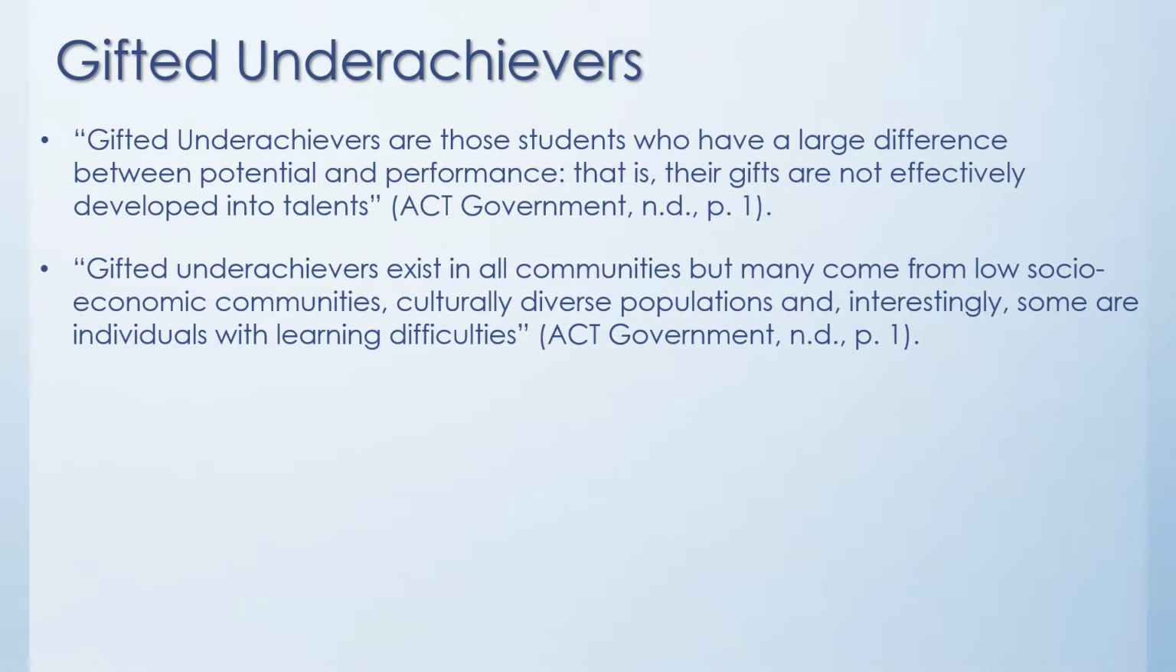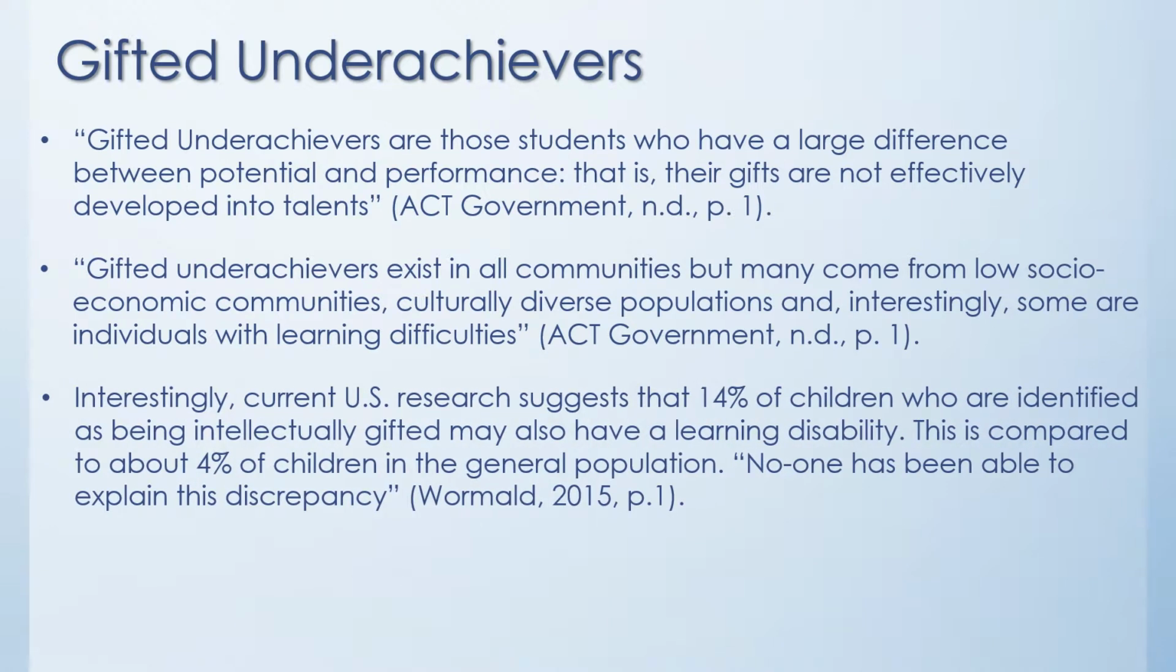Gifted underachievers exist in all communities, but many come from low socioeconomic communities, culturally diverse populations, and interestingly, some are individuals with learning difficulties. I think that this last part is a really important point, and why I mentioned it at the beginning of this presentation. And that is, according to US research, 14% of children who are identified as being intellectually gifted may also have a learning disability. And this is compared to approximately only 4% of the general population. Thus far, no one has been able to adequately explain this discrepancy.